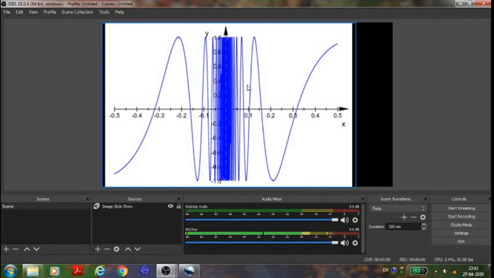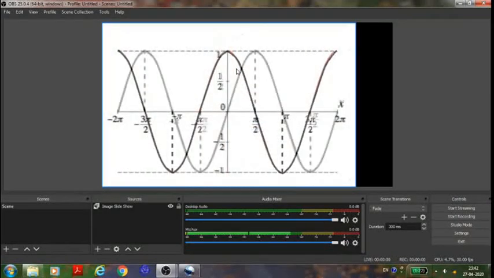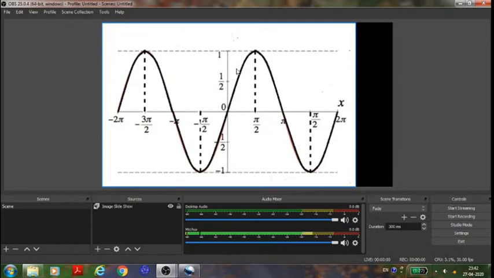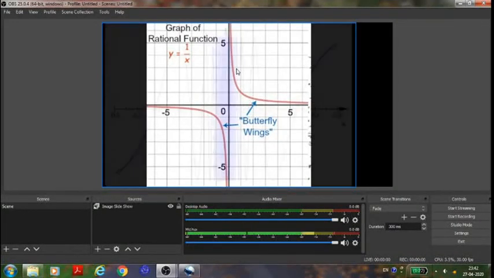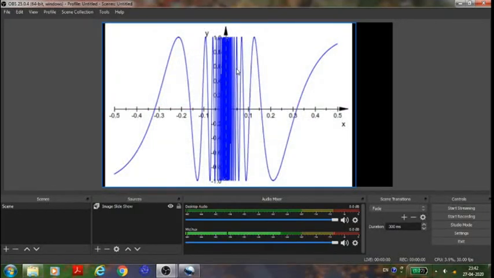This is the sine 1 by x graph. If you observe this, I'll show you again. This is the sine x graph, and this is the 1 by x graph, so it is, you can say, a combination of the sine x and 1 by x graphs. So see here, it is called the composite of the two functions.